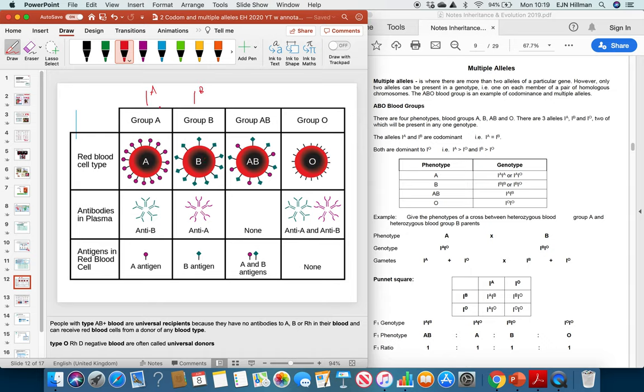Okay, a person with blood group AB, they have IA and IB in their genotype. They possess antigen A and antigen B on their red blood cells. They do not contain any anti-A or anti-B antibodies, which is important, obviously, because otherwise they could bind to the antigens there.